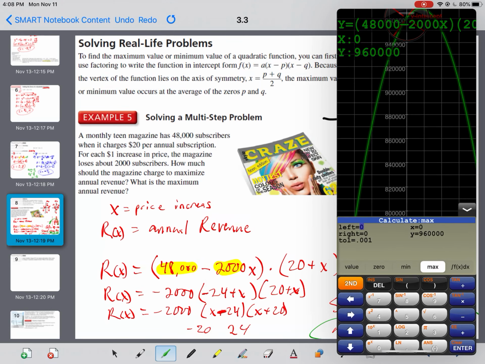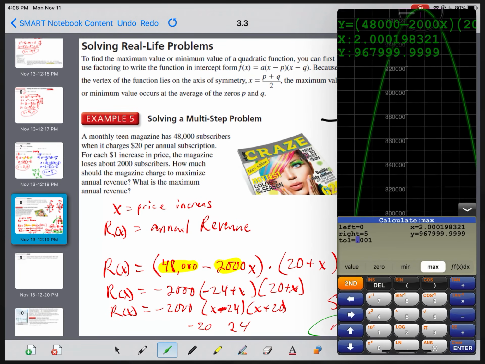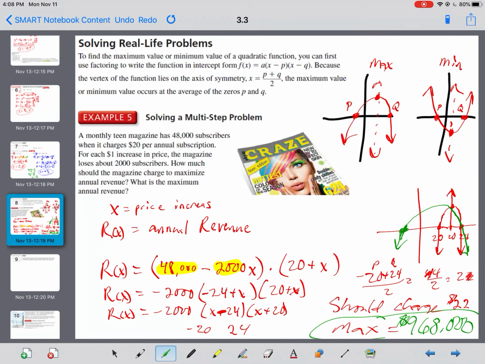Let's see. Yeah, so calculate. I want the left to be 0. I want the right to be 5. I want to calculate a max. And it says 967,999.999999, which is $968,000. Okay. Real life ones are trouble because they are big money.